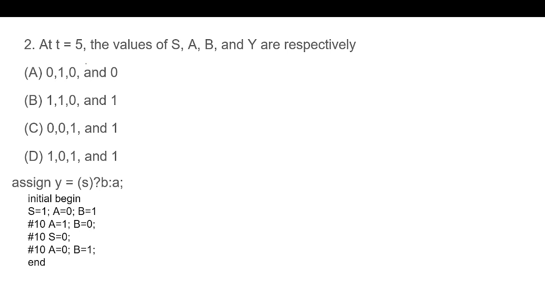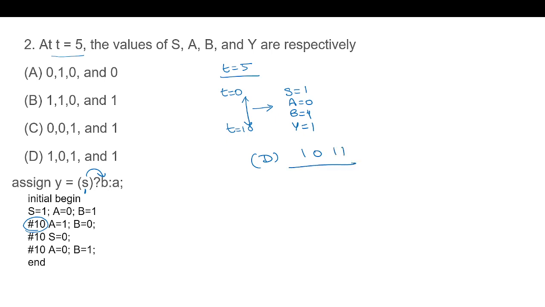So now next at t equal to 5. This is at t equal to 10. So from t equal to 0 till t equal to 10, in this interval, my S will be 1, A will be 0, B will be 1. It will be selecting true, it is 1. So B is also 1. So Y is 1. So D will be the correct option. 1, 0, 1, 1 will be the answer.